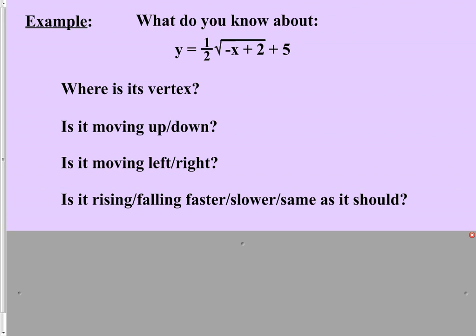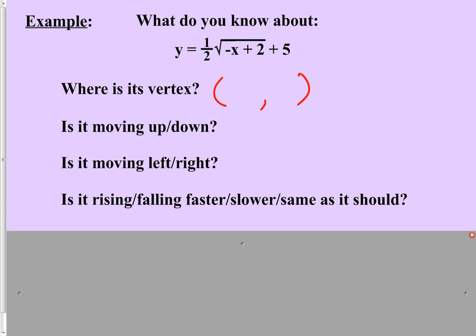Okay, so let's start with the first question. Where is the vertex? Well, we can read right out of the equation. Our h should be directly attached to our x, and our k should be hanging on to the end of the equation.